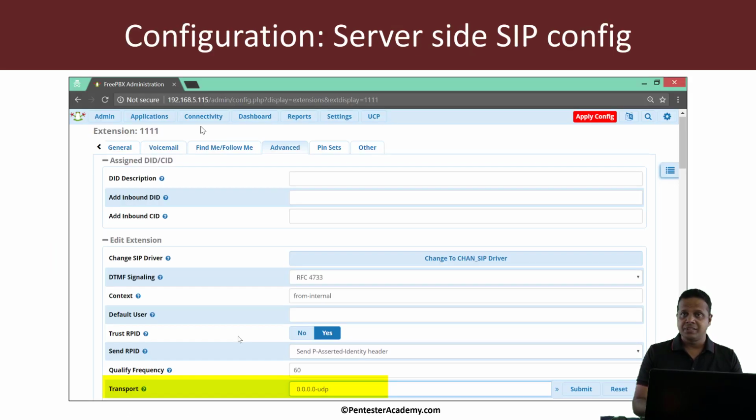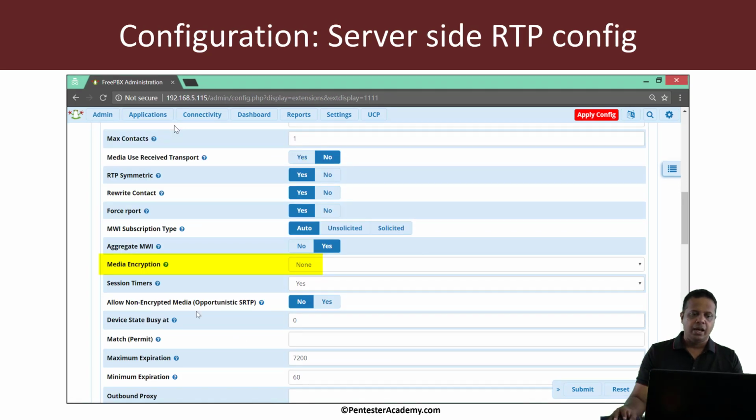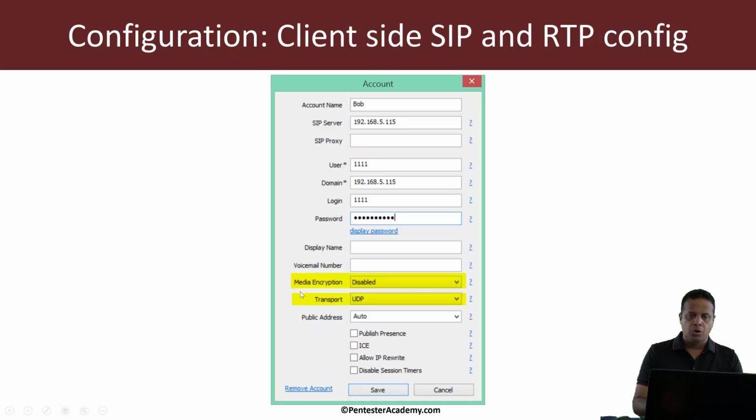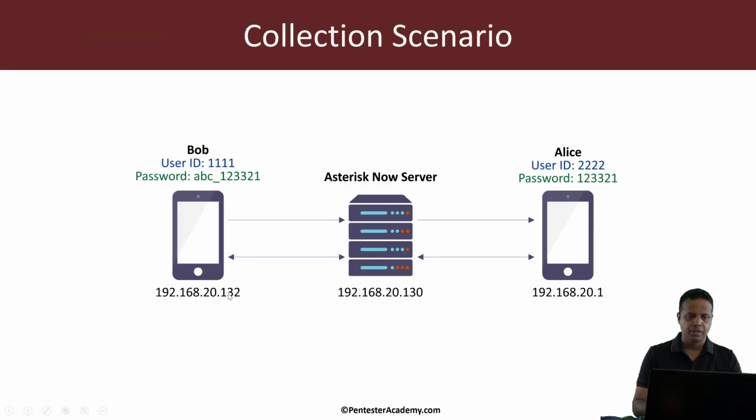On the server side, the configuration is that we've set the transport layer to listen on all interfaces, and it will use UDP. Media encryption is set to none. On the client side, we mention the IP addresses, and again make sure that media encryption is disabled and transport is UDP.